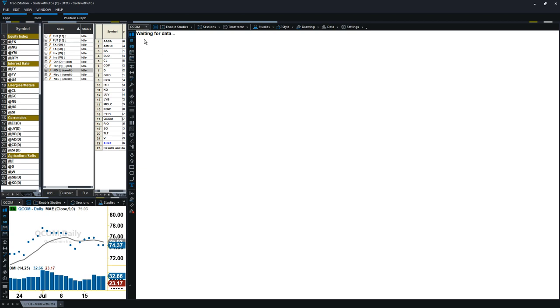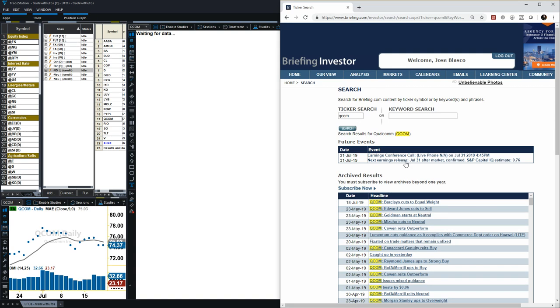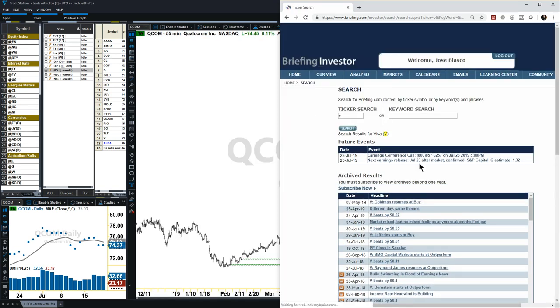Okay, it's taking a little bit of time for TradeStation to download, because I did launch multiple downloads in parallel on purpose. When everything is ready, then everything will be ready, but it's taking a little bit of time to get all the data from the TradeStation network. In the meantime, I'm going to look at Visa. So we know Qualcomm has earnings happening on the 31st. Okay, so I'll look at Visa, which is V. Visa is on the 23rd, so we cannot use Visa.